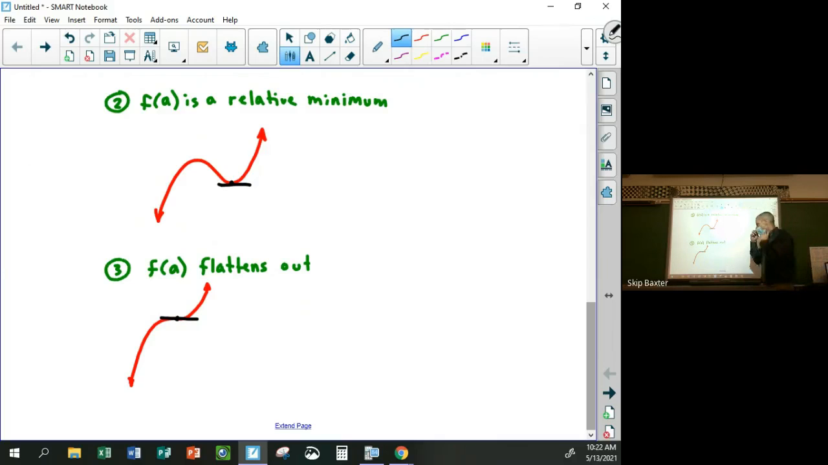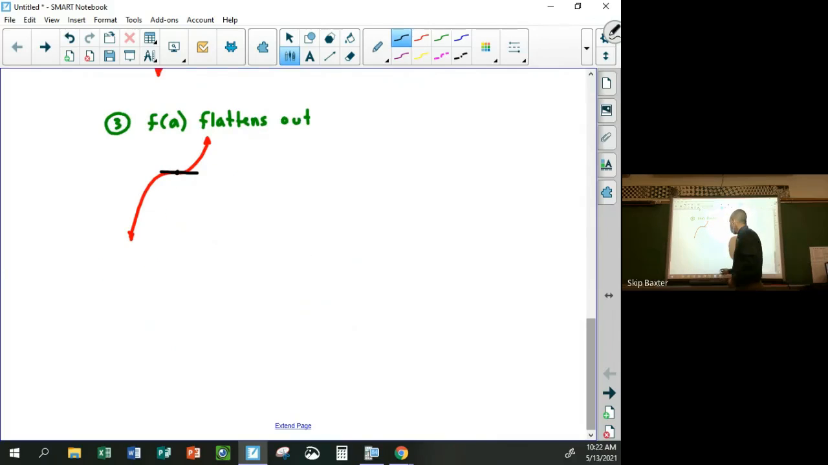Now, it might be a prolonged flattening out. That's not a max or a min. It might be a function that's going along and then it gets horizontal for a really long time and then goes down. It's not a max or a min, but still, at this point, for example, the tangent line would be horizontal. That's the line that best approximates that function really close up.